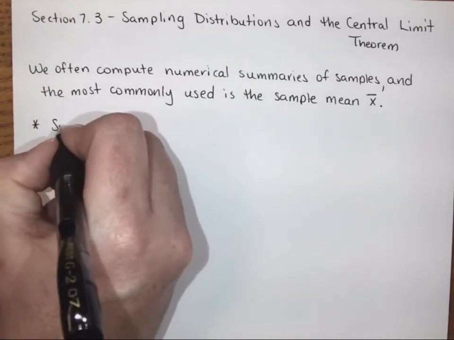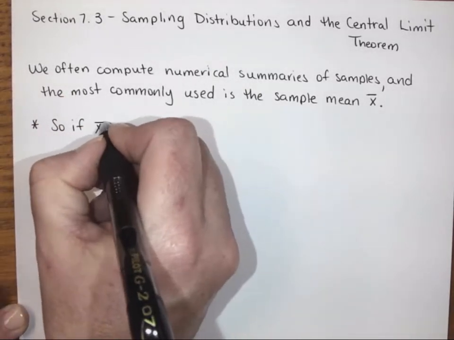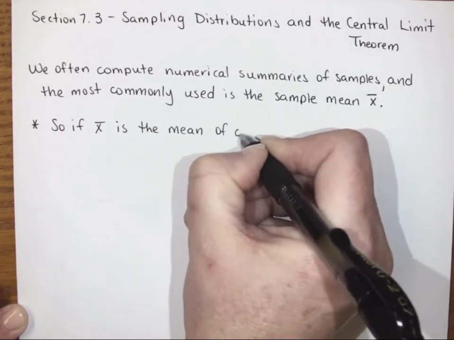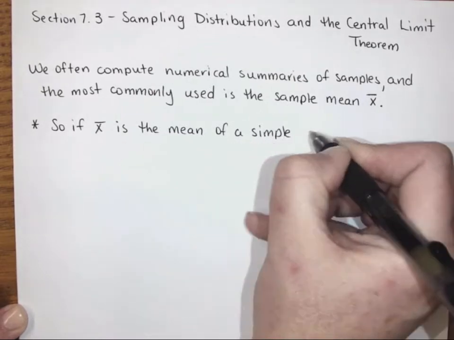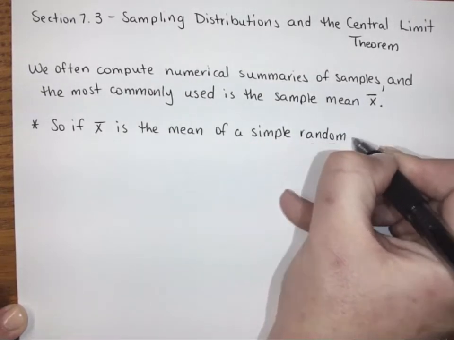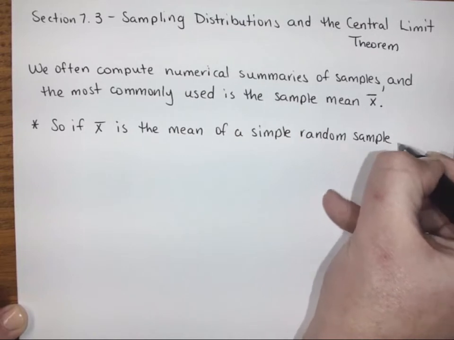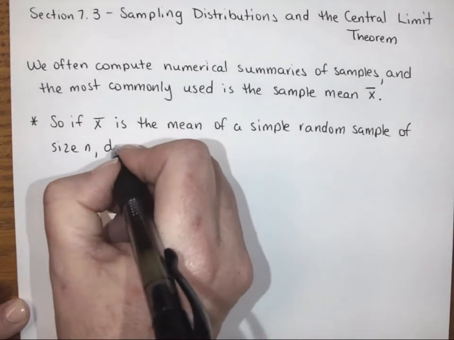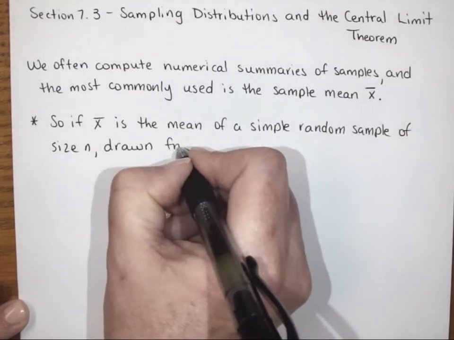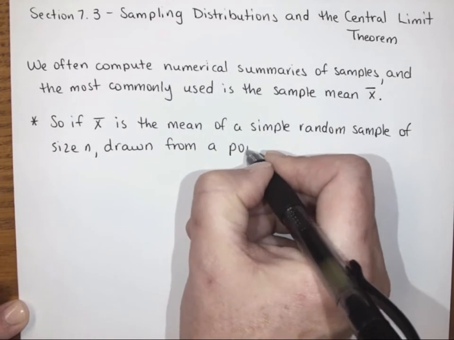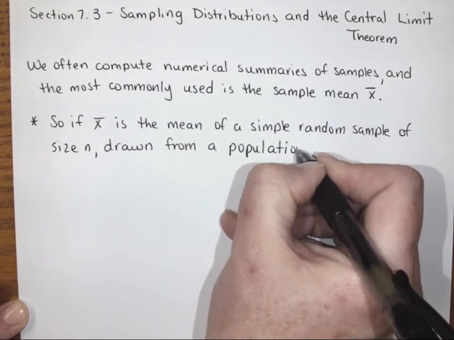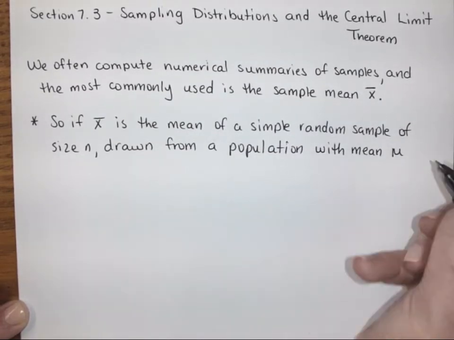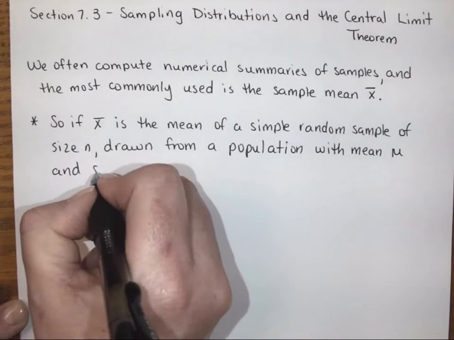So here are some qualities. If X bar is the mean of a simple random sample of size n, drawn from a population, because remember the sample is a subset of that population, with mean mu and standard deviation sigma.